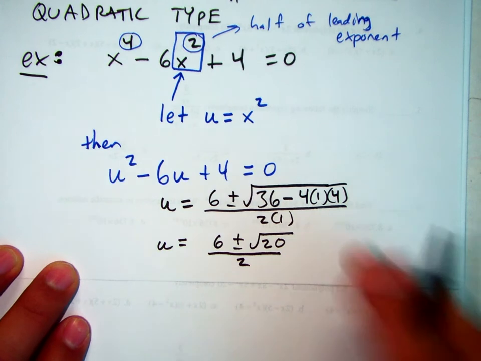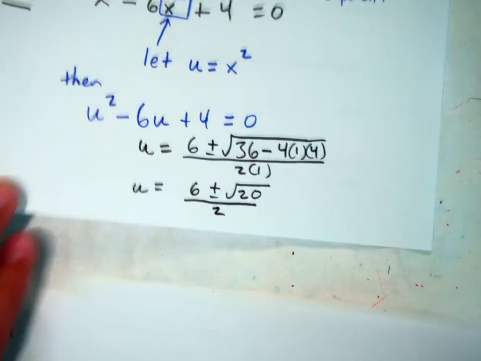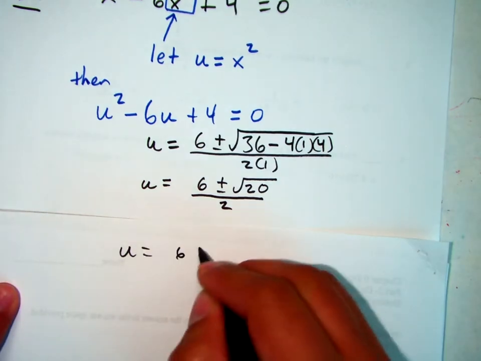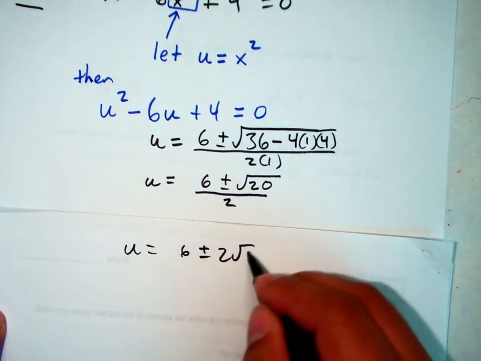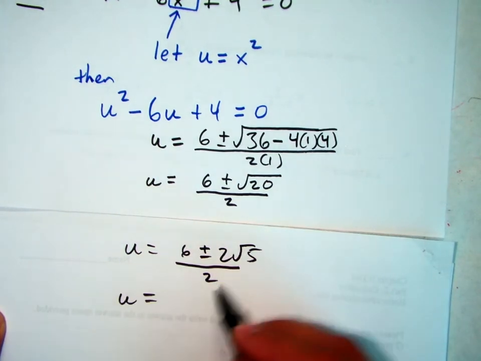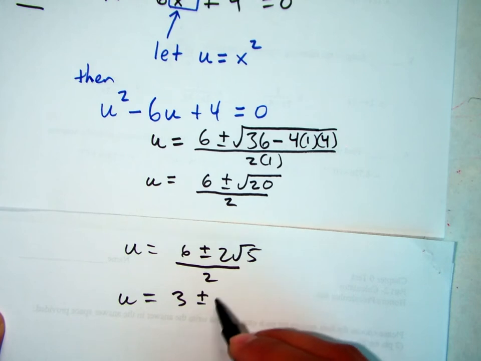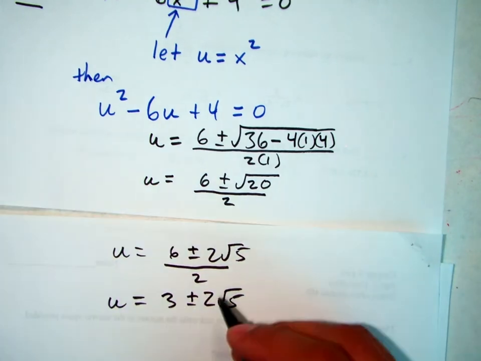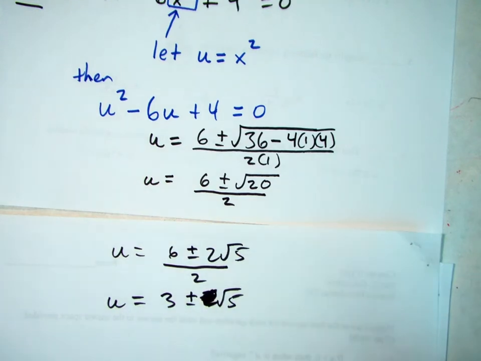Let's reduce that as much as we can. So then u is going to be 6 plus or minus, what's the square root of 20? 2 root 5 divided by 2. We can divide everything by 2 here, so then we get u is 3 plus or minus 2 root 5. Or no, wait, no. Good, you guys caught that too. Just root 5. Yeah.